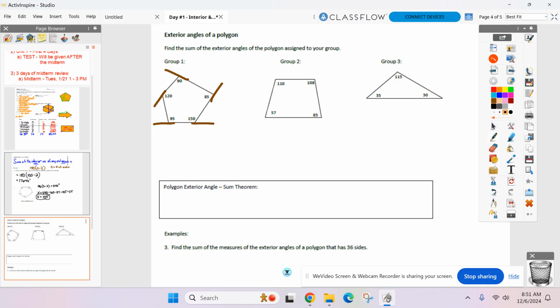Group 2, you're going to find 4 exterior angles. Add them up, and I want to know what they add up to. And then group 3, you got the easy job. You're only finding 3 exterior angles, but still I want to know what they all add up to at the end. So go ahead, make sure you compare at the end with your group. I really want to know what they add up to. I'm not concerned about each exterior angle. I want to know what they add up to.